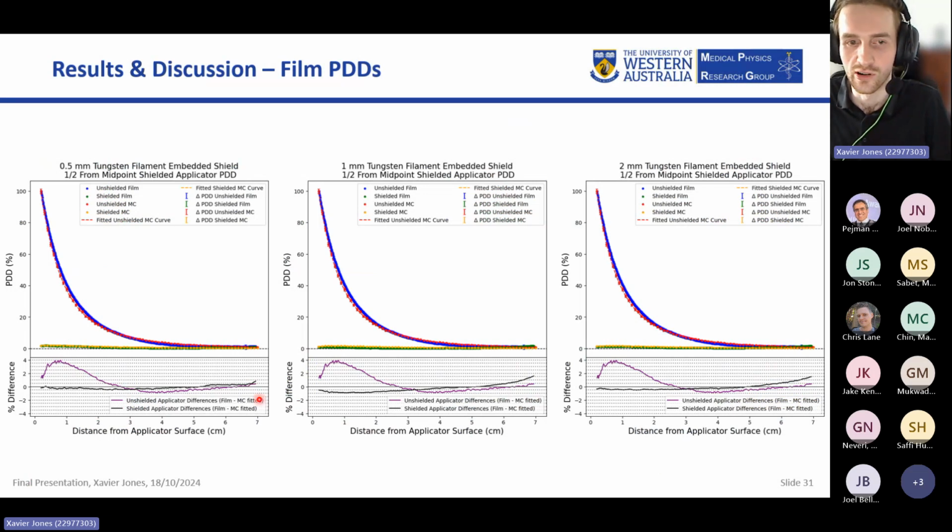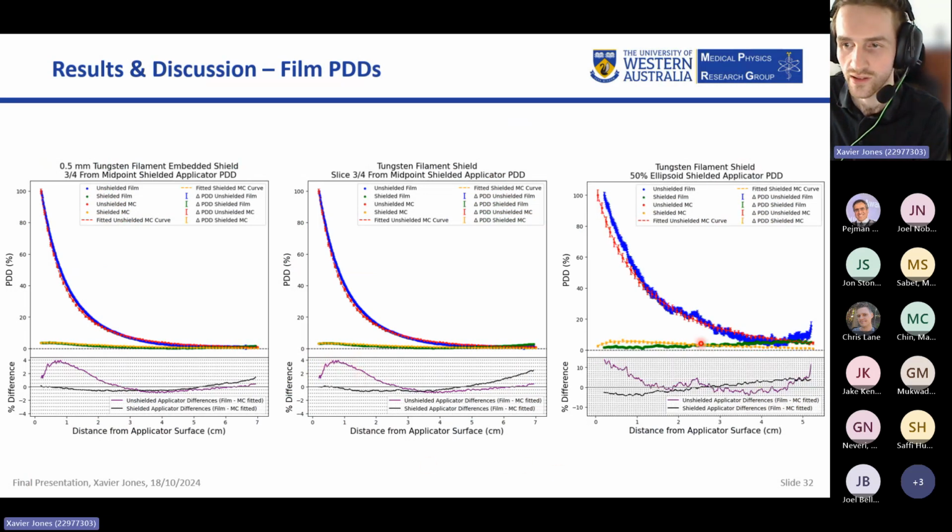Below each graph is a plot of the percentage difference between the film curve and the fitted MC curves for both applicators shown. In terms of film errors, all max errors are below 4%, indicating the reliability of the results. Root mean square error values between the MC and the film curves are also quite low, especially for the spherical applicators, which are all below 0.03%. From the plots, all percent differences are clearly below 4%.